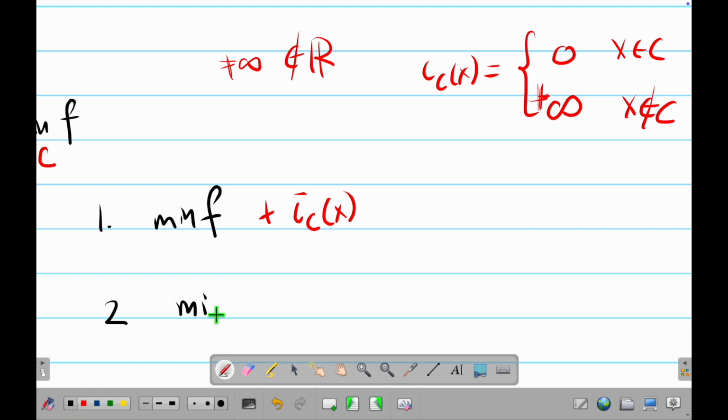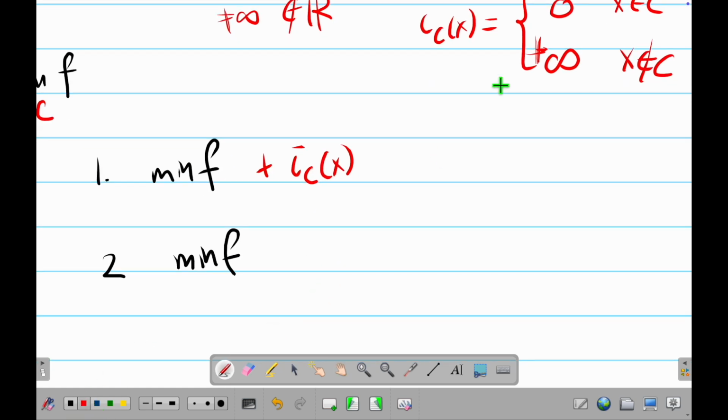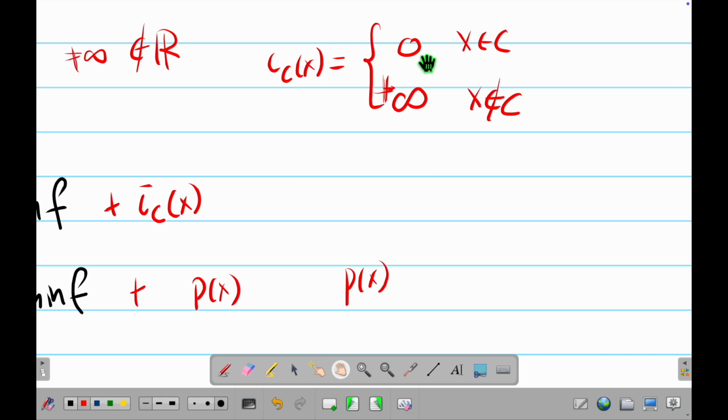The second idea is we do something similar, but we don't go to infinity. We just say that we have a penalty function. What is this penalty function? This penalty function is a special case of this. Okay, actually I should say this is a special case of this.